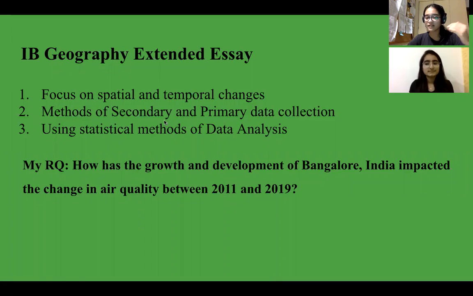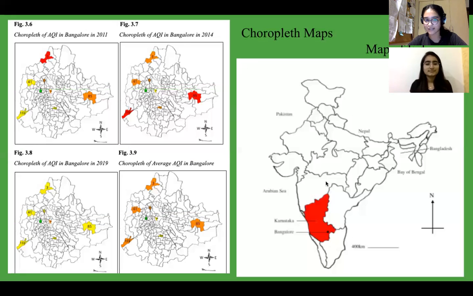The methods of secondary data collection we used was usually going to a government website or a research paper to collect data. And for primary data collection, we mainly used Google Forms to send it to the group of people concerned. My research question was, how has the growth and development of Bangalore, India impacted the change in air quality between 2011 and 2019? I chose Bangalore because I've lived here for the past 7 years, and I decided to focus on air quality as I felt it was a very pertinent issue in today's society.